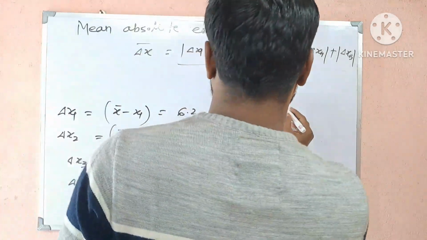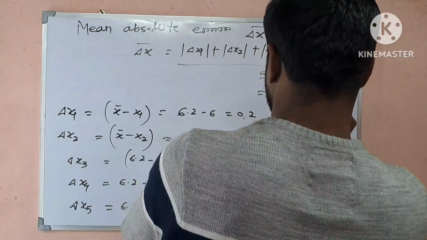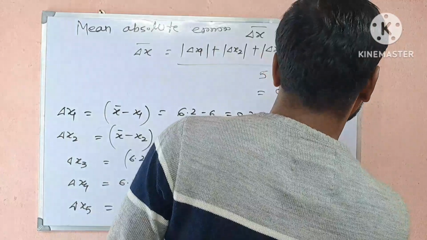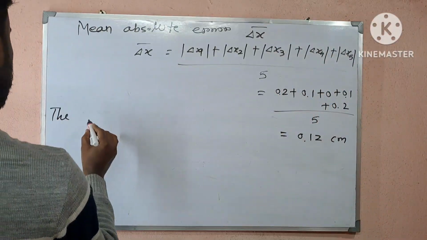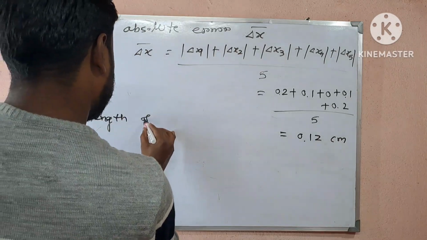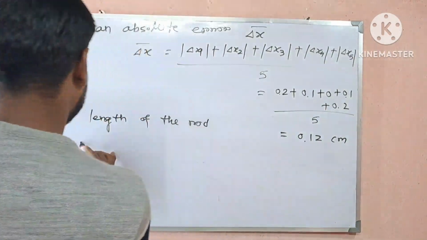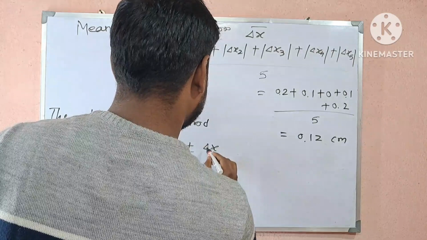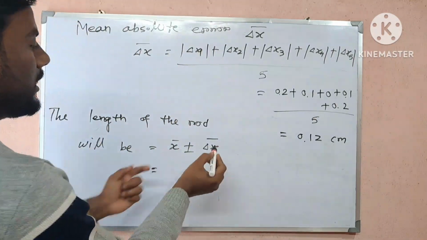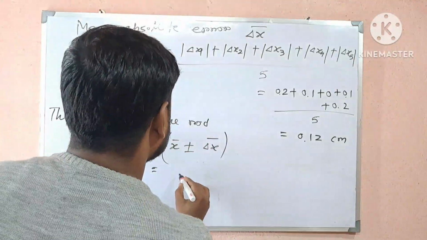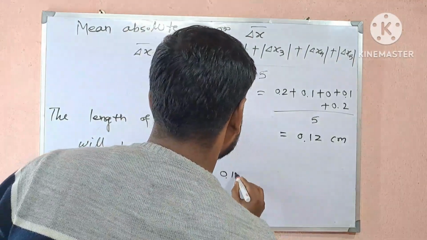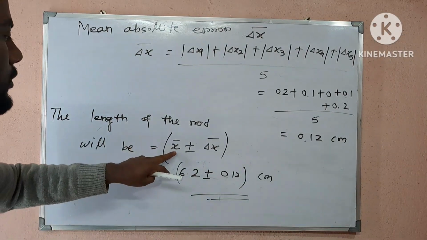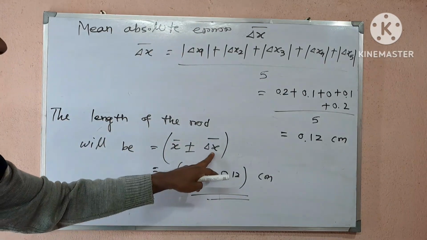So what will be the value? That value will be 0.2 plus 0.1 plus 0 plus 0.1 plus 0.2 divided by 5. That will be 0.12 centimeter. The length of the rod will be x bar plus minus delta x bar. That means actual value and error. So we'll write these things as 6.2 plus minus 0.12 centimeter. That will be the length of the rod. True value or actual value, plus minus error in the reading.